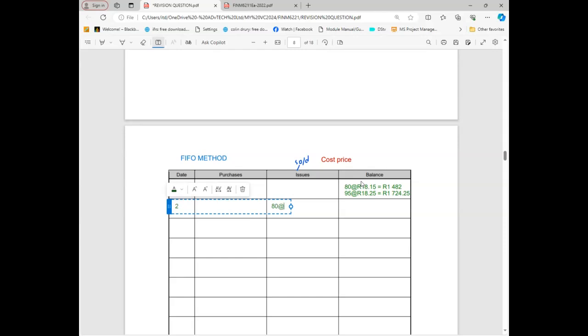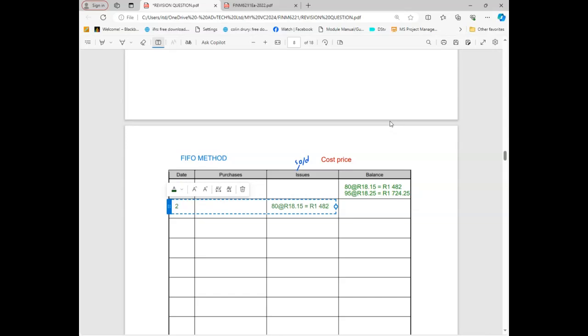So for the second, since we are selling under issues, we first sell the first stock. We're not looking for the average cost. We must first sell the stock which is old. Can you see now? Yes, sir. At 18 rand 15. And then obviously after selling, we need 110, but we didn't manage to sell everything.